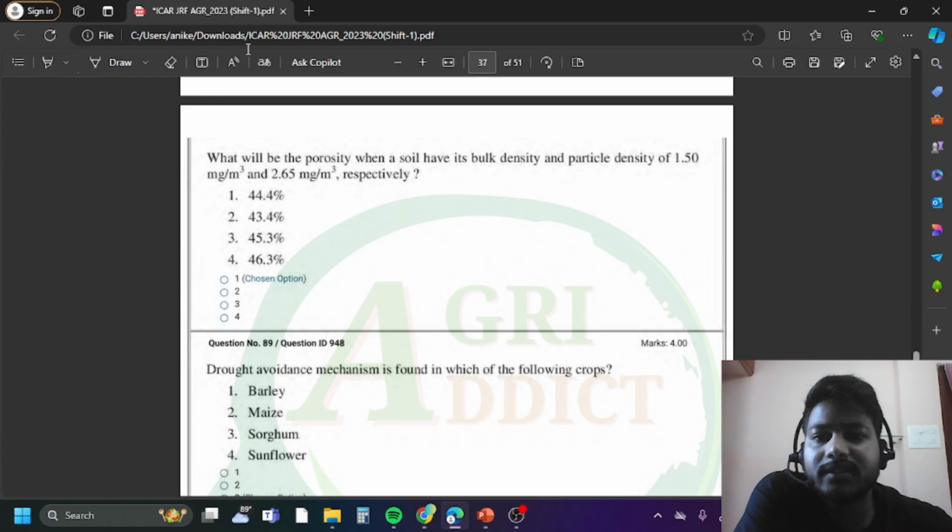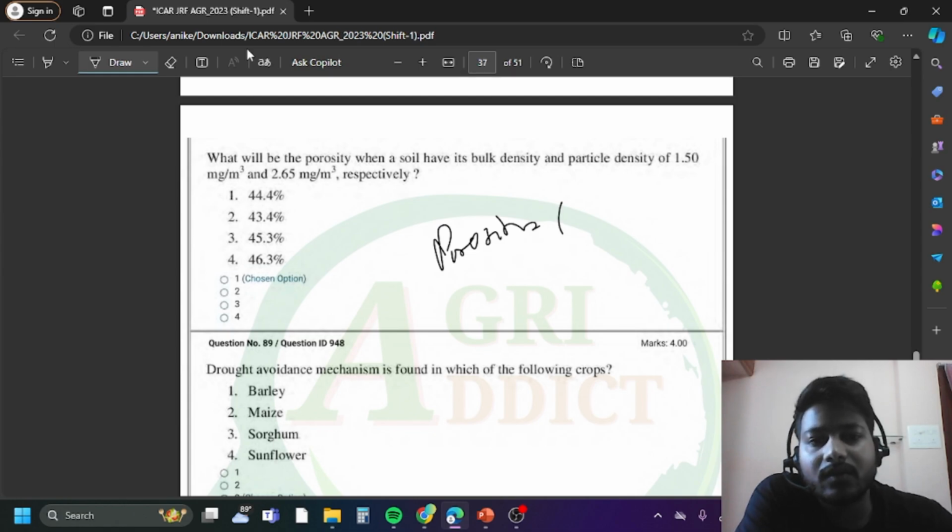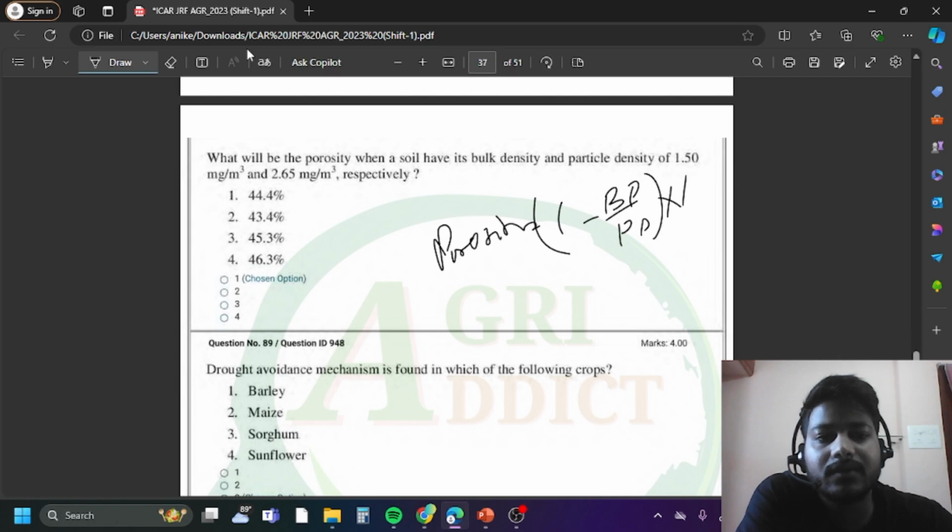What will be the porosity when a soil has its bulk density and particle density given? So the porosity formula is porosity equals 1 minus BD by PD into 100. You will get the answer.